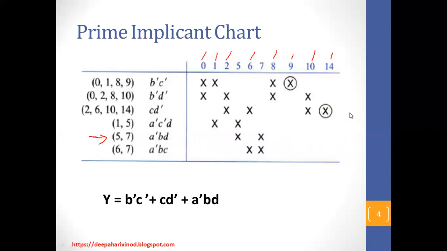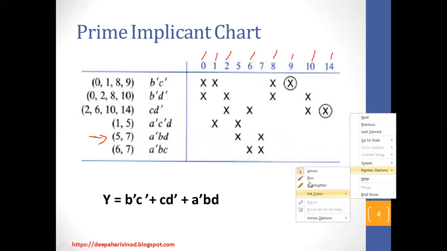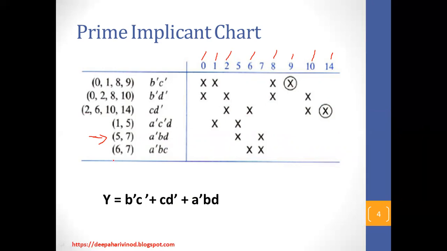Next is 2, 6, 10, 14, that is C D bar. And next 1, 5 is A bar C bar D, 5, 7 is A bar B D, 6, 7 is A bar B C. Now on one side you have to write the obtained implicants, and column-wise we have to write our min terms.